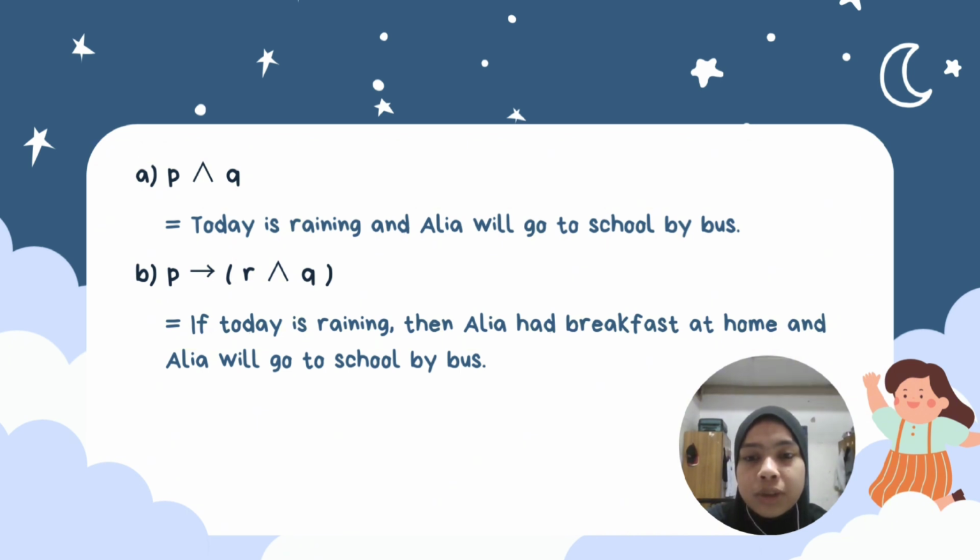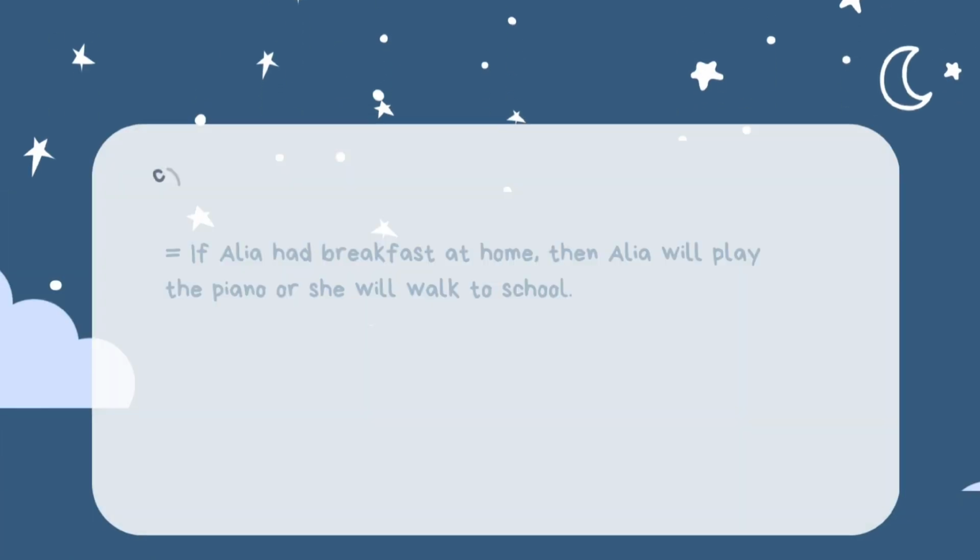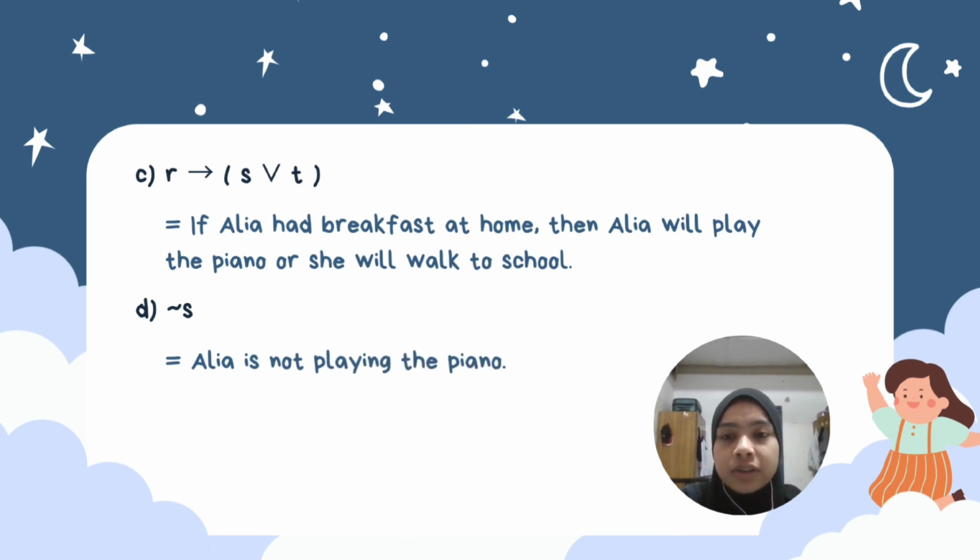For question B, P implies bracket R and Q. So the answer is if today is raining, then Alia had breakfast at home and Alia will go to school by bus. Next, question C is R implies bracket S or T. So the answer is if Alia had breakfast at home, then Alia will play the piano or she will walk to school. For question D, it is the negation of S. The answer is Alia is not playing the piano.